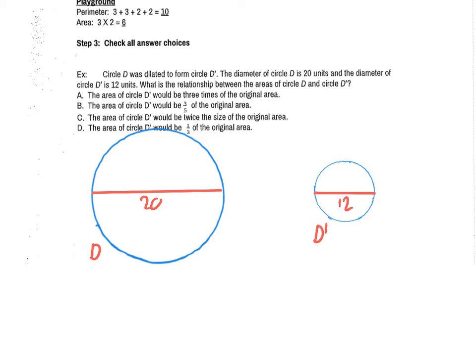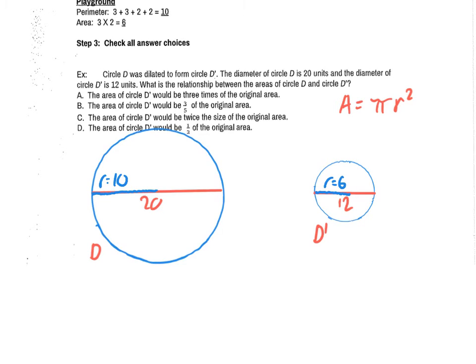It says, what is the relationship between the areas of circle D and circle D prime? For area of a circle, I'm going to write this over here off to the side: pi times r squared. R is your radius. We have to have radius on these. So if that's the diameter they give us, I have to find the radius. Half the diameter is my radius. So my radius is going to be 10 for D. I'm going to do the same thing over here, and for D prime my radius is going to be 6.